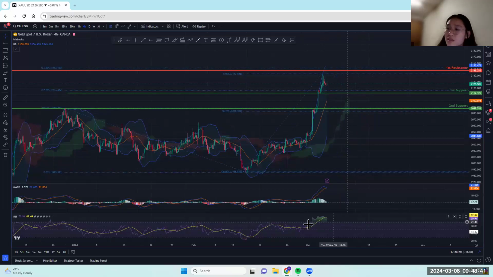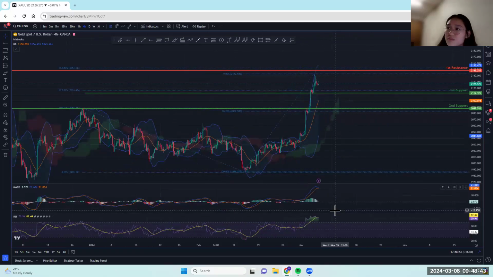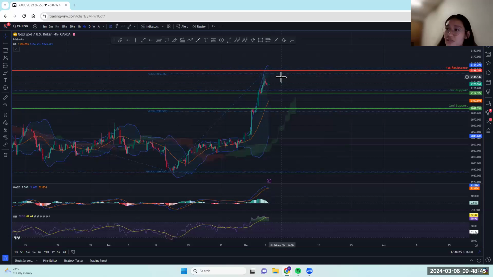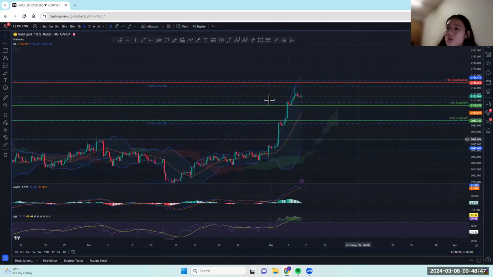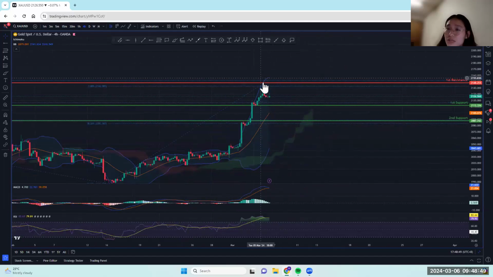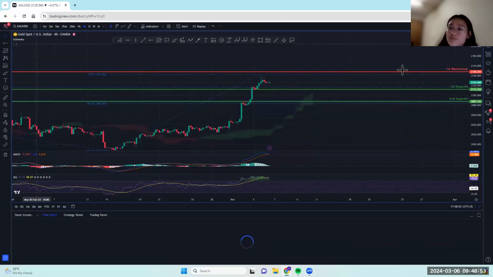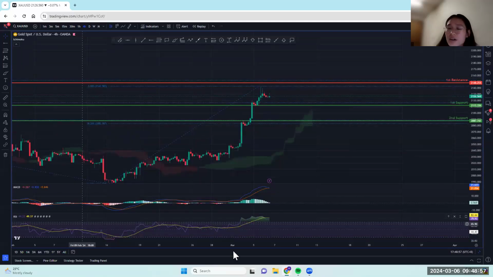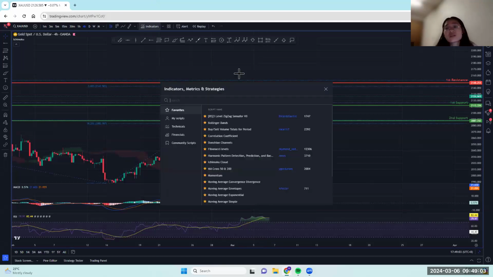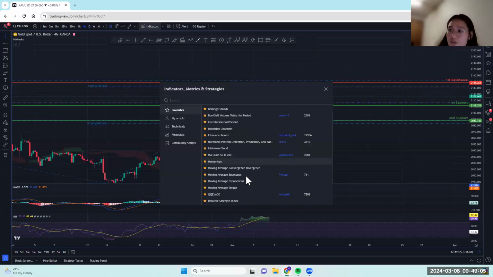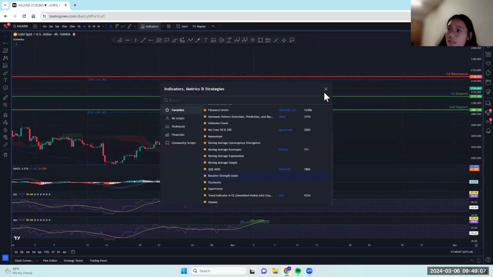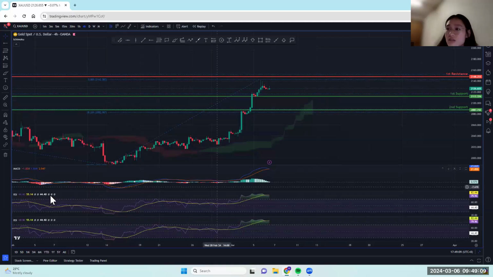RSI. Actually, Bollinger Bands is not giving us a bullish signal. If I zoom in, it's not peaking above the upper band. So I'm gonna remove this. If we look at our RSI, it is moving in the overbought area, which might be a signal that it's going to drop. So let's take a look at some other indicators.